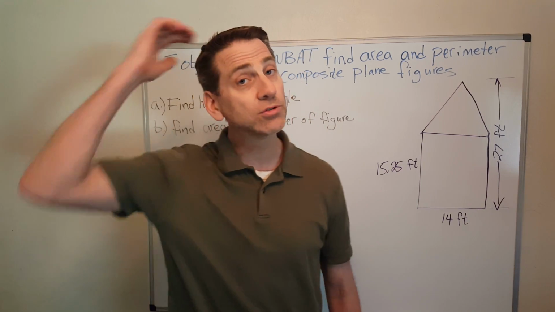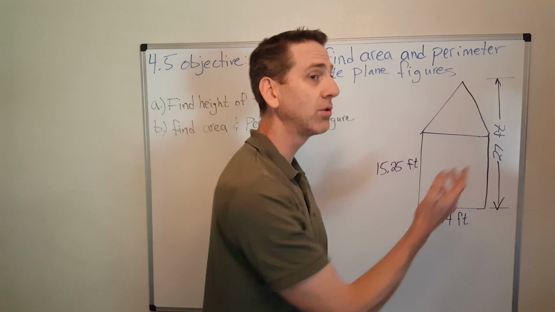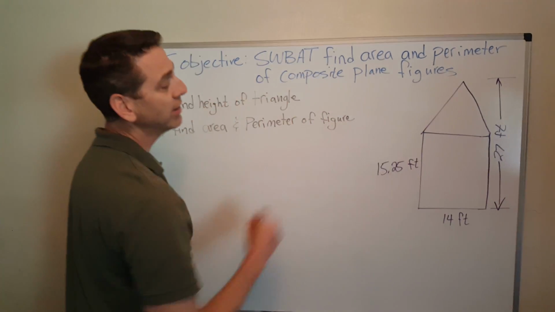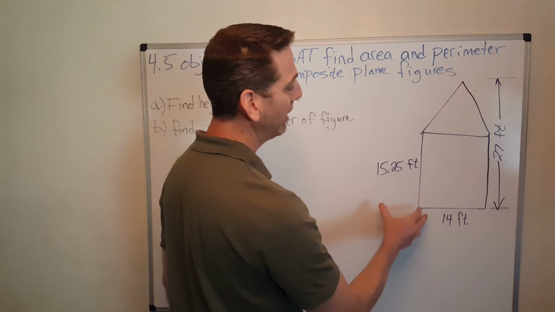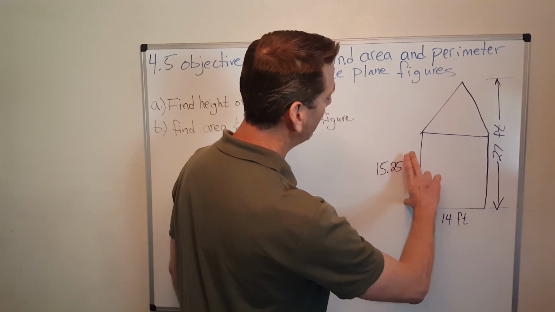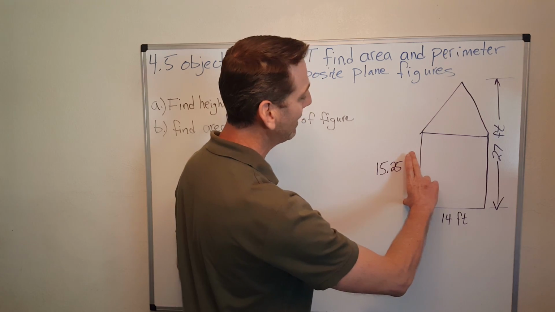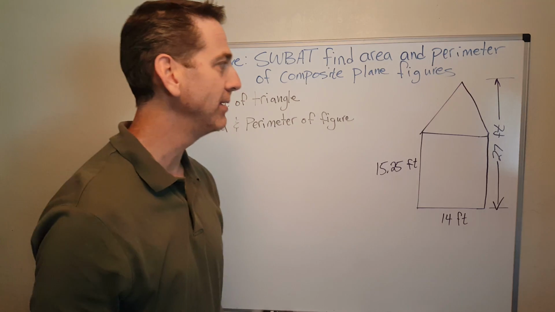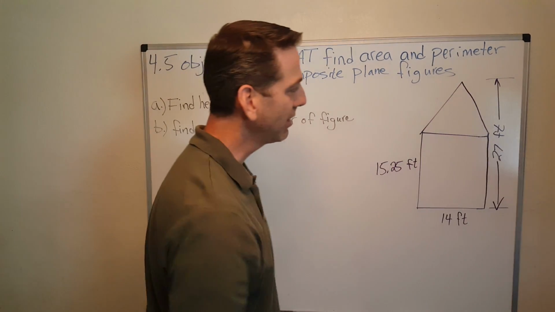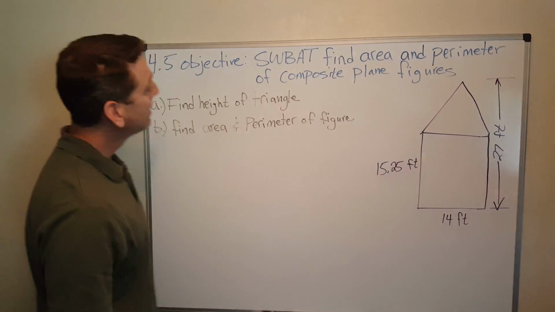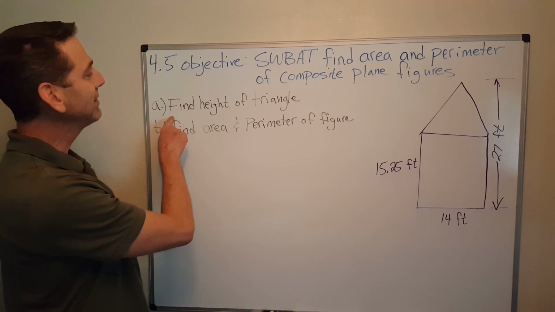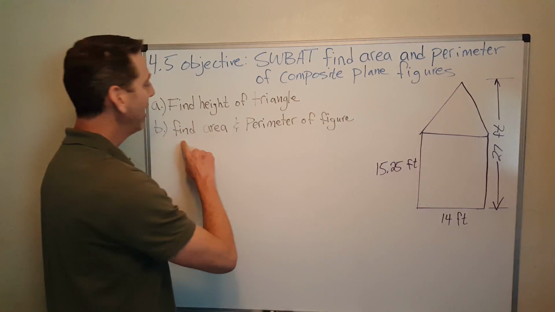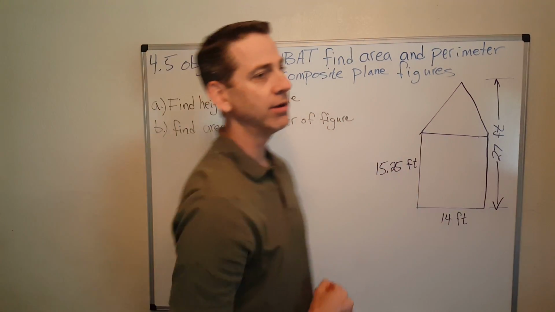You can have all sorts of these. They can include circles, you name it. All right, so we're going to do this example right here. This is 14 feet wide by 15 1/4 feet high, and the whole shape is 27 feet. Kind of like a little house, huh? What we're going to do is find the height of this triangle and the area and perimeter of the entire figure.